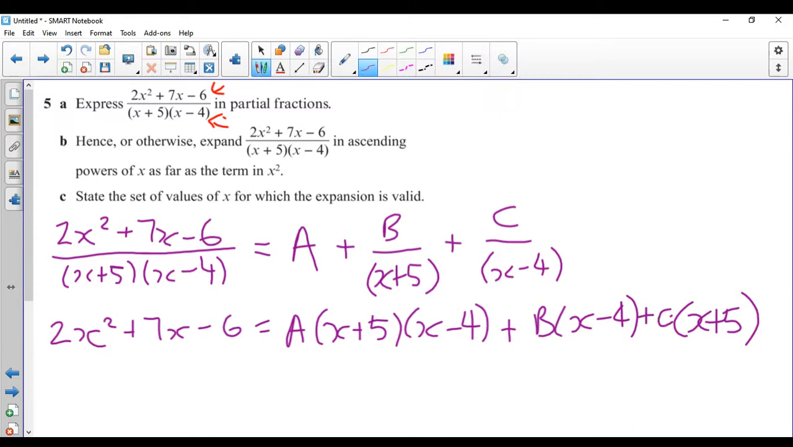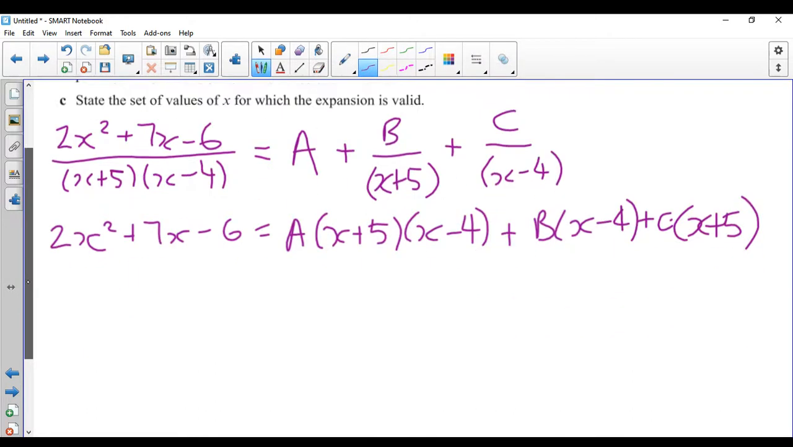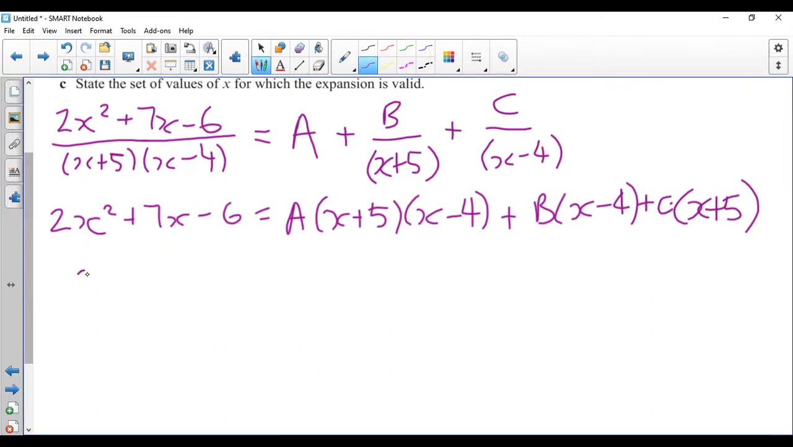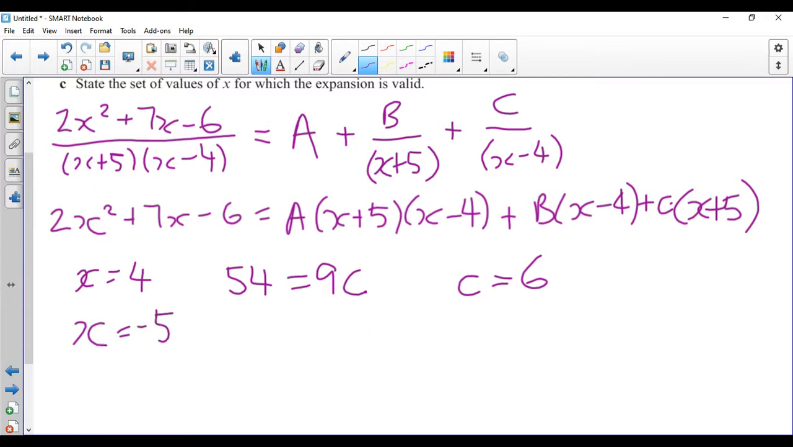Okay, so I'm going to start with x equals, actually no, yeah, let's do this one, x equals 4. Okay, so x equals 4, I get 54 on the left-hand side and 9c on the right-hand side, which tells me c equals 6. x equals minus 5, which will give me 9 on the left-hand side. We'll wipe out a and c and give me minus 9b. So b equals minus 1.